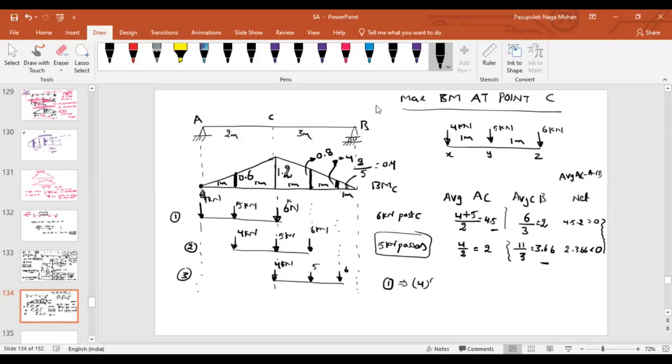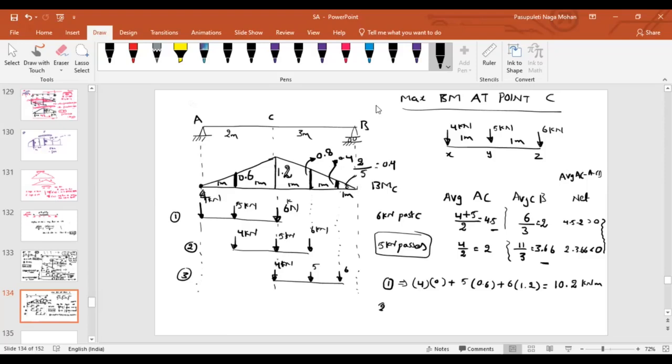Now, for the first case, can you tell me what is the maximum bending moment? What is the ordinate for 4? 0, sir. Plus what is the ordinate for 5? 0.6. And 6 plus the ordinate for 6. How much will it be? 10.2. The unit must and should be kilonewton meter.